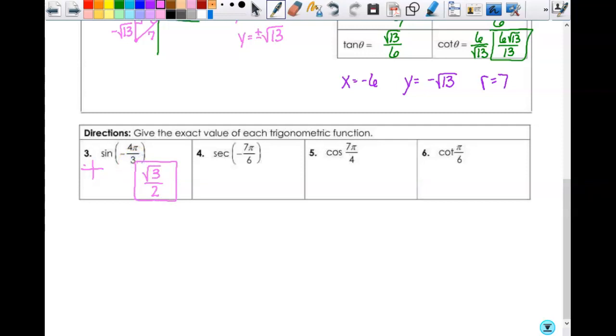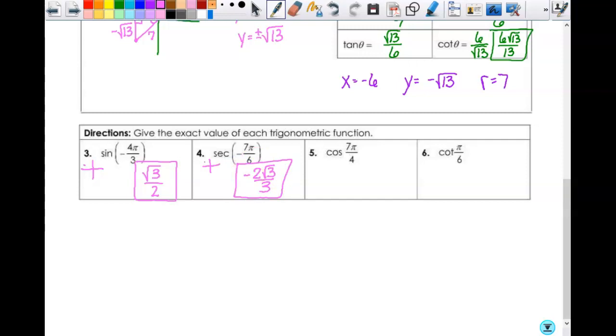Secant is the reciprocal of cosine. Cosine of a pi sixths angle is the square root of 3 over 2. Okay? And so this is the reciprocal, so the reciprocal of the square root of 3 over 2 is 2 square root of 3 over 3. And then I have to decide if it's positive or negative. So negative 7 pi 6 also puts me in the second quadrant, and cosine is negative in the second quadrant. That is my answer.